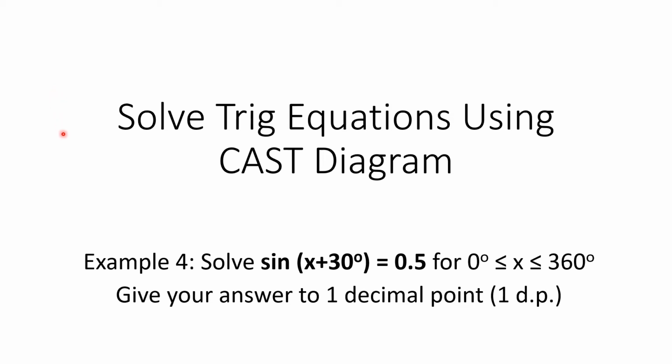Welcome back. In this video, we are going to solve another trigonometric equation using the CAST diagram. The question is, solve sine of (x plus 30 degrees) equals 0.5. Find the possible x values between 0 and 360 that satisfy this equation.